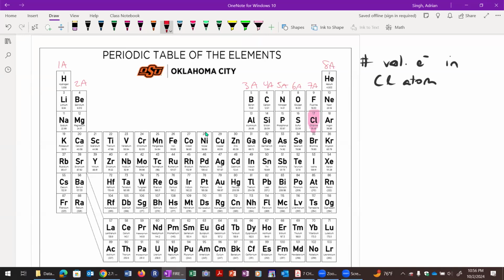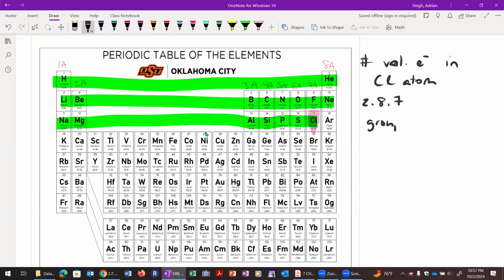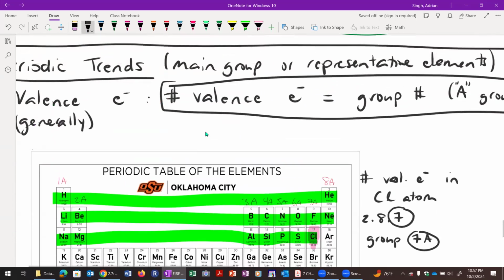Well, we wrote out the electron arrangement for chlorine before, right? We said that chlorine was, we had to go across 2, and then we had to go across 8 more elements, and then 1, 2, 3, 4, 5, 6, 7 to get to chlorine. So the electron arrangement for chlorine was 2.8.7. Well, guess what? Chlorine is in group 7A. So the group number is actually equal to the number of valence electrons. That is the first trend you were seeing here.